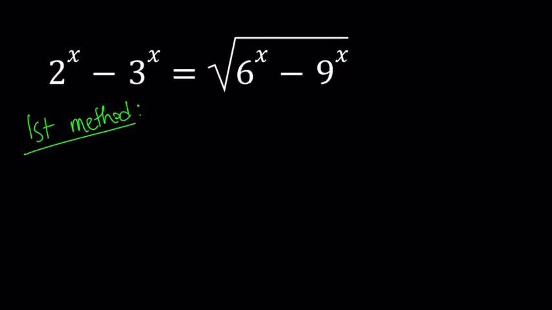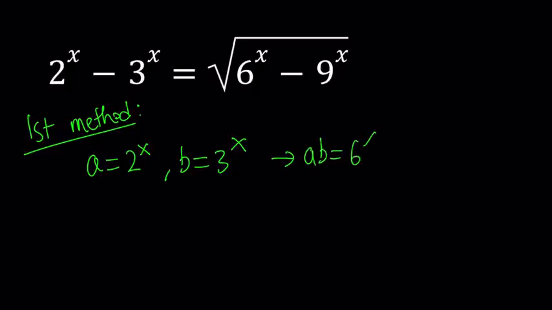Okay, so for our first method, here's what we're going to do. We're going to do some naming. Substitution is commonly used in math, and that's one of my favorite methods. So I'm going to call a equals 2 to the power x and b equals 3 to the power x. Of course, this has some consequences, such as if I multiply a and b together, I get 6 to the power x, and if I square the b, I get 9 to the power x.